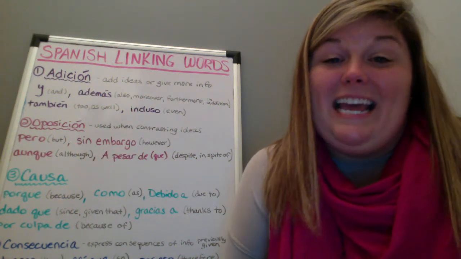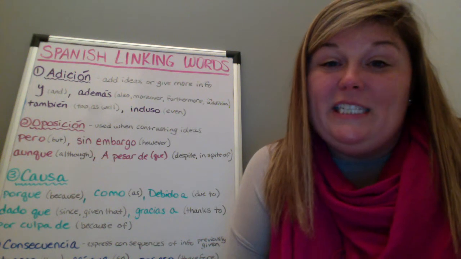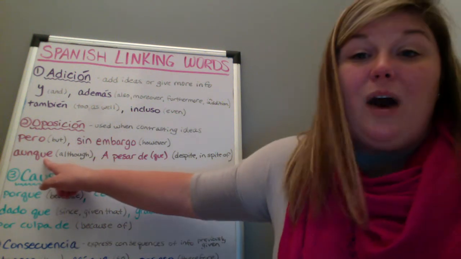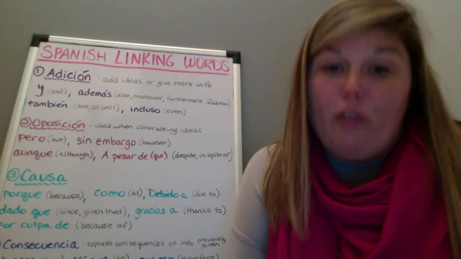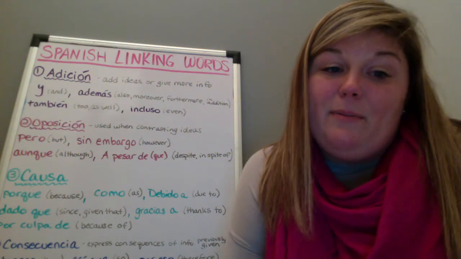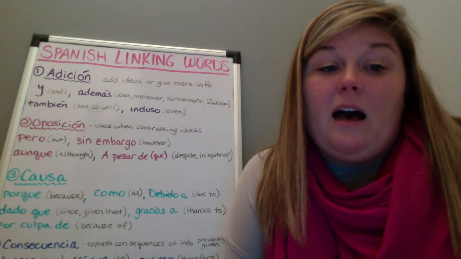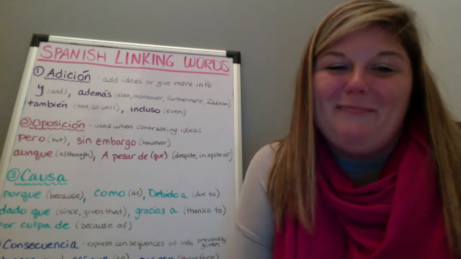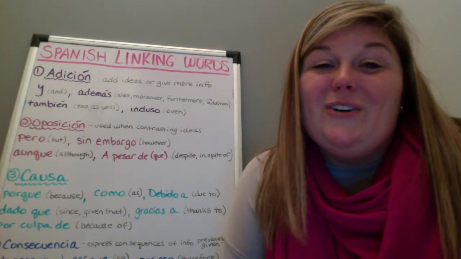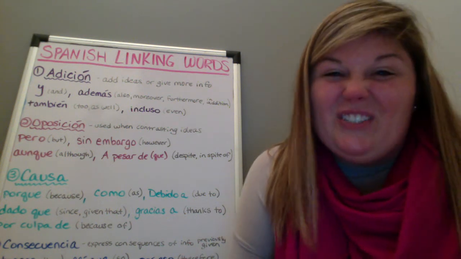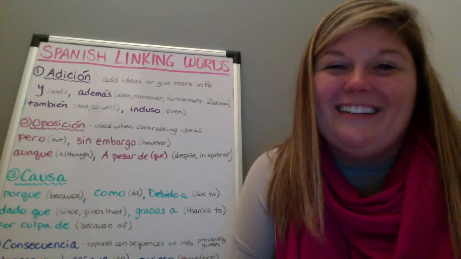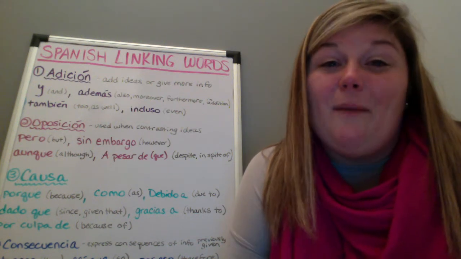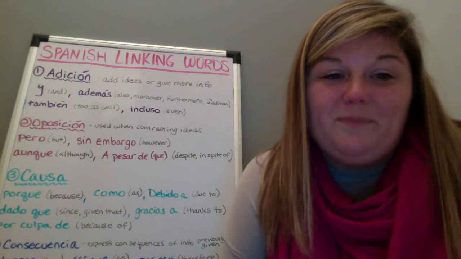All right, the next linking word of oposición is aunque. So aunque means although. And an example of this could be, aunque come muchos tacos, no sube de peso. So even though he or she eats a lot of tacos, they don't gain weight. How fortunate, right? Bien. So aunque means although, or even though.